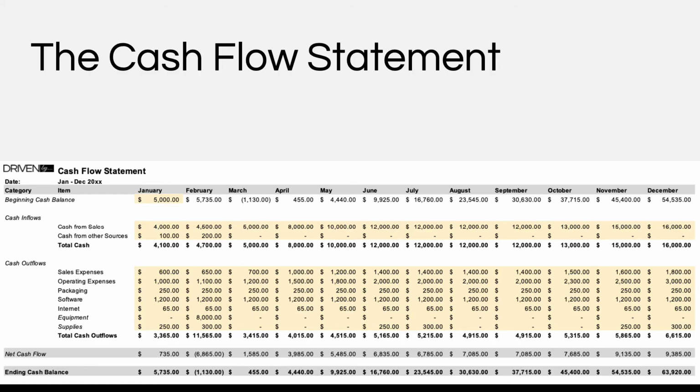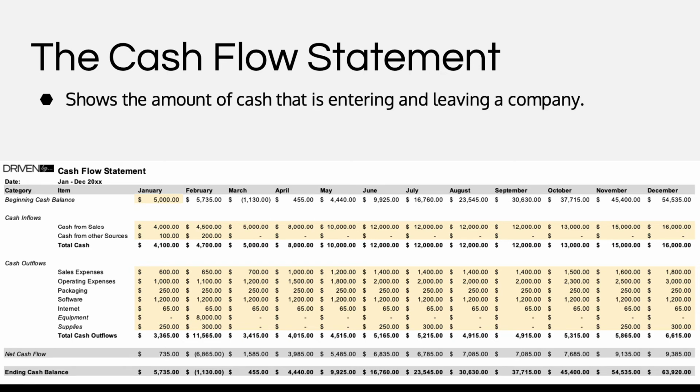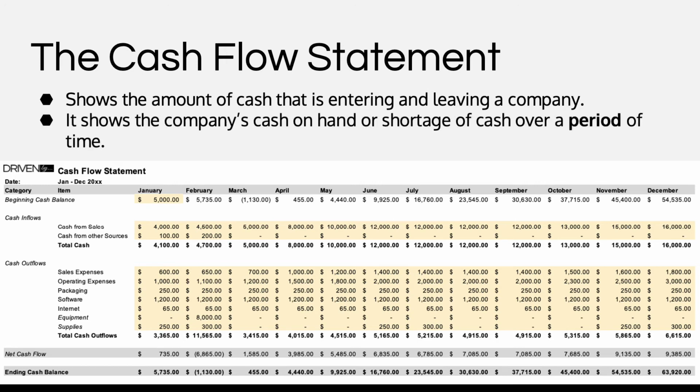The statement of cash flow shows the amount of actual cash that is entering and leaving a company. The cash flow statement can show a company's cash on hand or shortage of cash over a period of time, indicating how well the company manages its cash and the degree of financial need the company has. The statement of cash flow is a very important financial statement for your business plan because it identifies whether you need to borrow money and when.